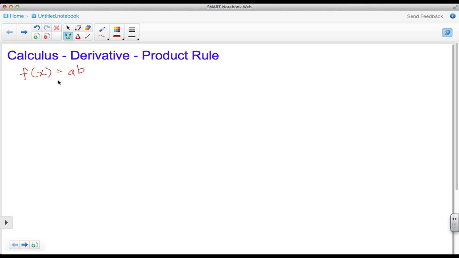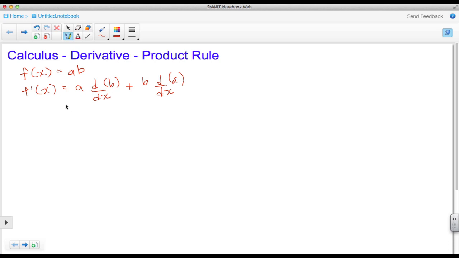Basically stated, when we're talking about a product, we know that means we're taking two quantities and multiplying those quantities together. In this example here, f prime of x is equal to ab. Well, a is a factor and b is a factor. To find the derivative using this product rule, we have to take f prime of x is equal to, we're going to write the first term times the derivative of the second term, plus we're going to write the second term times the derivative of the first term.